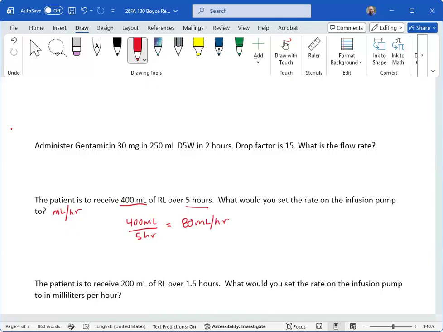They didn't tell you how much Ringer's lactate was available. They didn't tell you to go check on it or anything like that. They didn't say start time, finish time. What they want to know is, can you figure out what you would plug into the infusion pump?